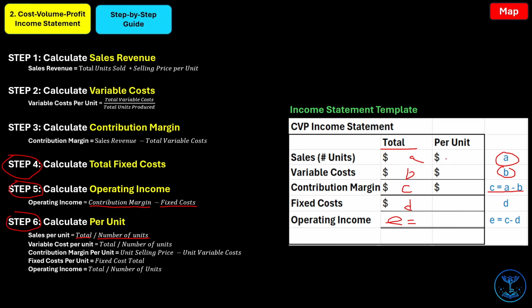So just do that for every single one, except for your fixed costs. Your fixed costs always stay the same. So just look at that. Make sure you guys remember this because it's very important. You don't want to make a mistake like that.